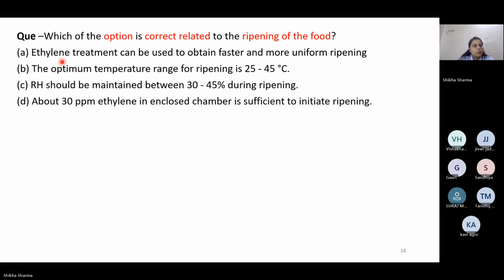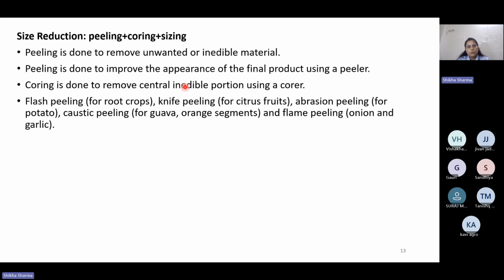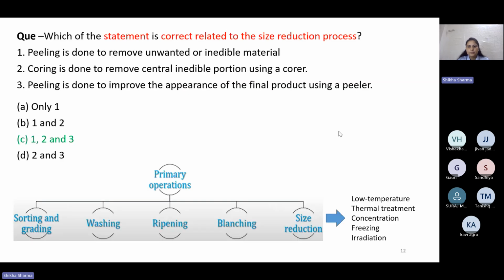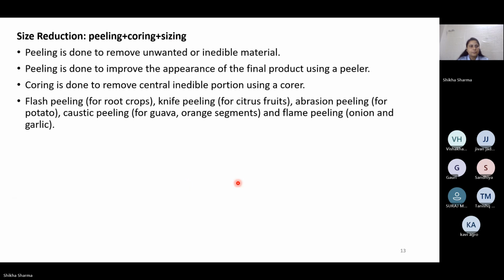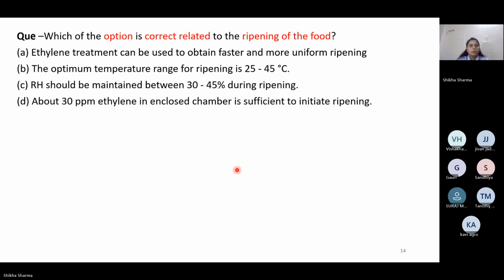Which option is correct related to the ripening of the food? We already saw that these are the primary operations. In this, the third step is the ripening step. So we are now talking about the ripening step. We need to tell which is correct related to ripening.